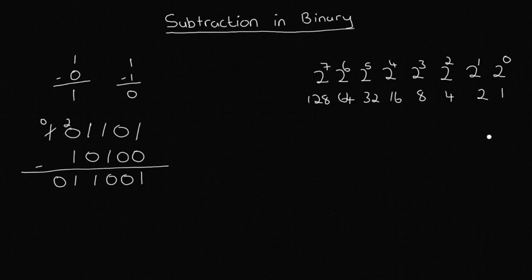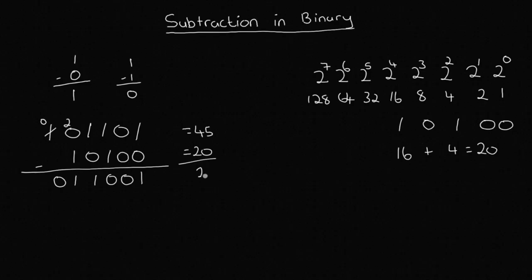So for this example, we can start off with 1, 0, 1, 1, 0, 1, and we can add these together. 32 plus 8 is 40, plus 4 is 44, plus 1 is 45. So I wrote down my next binary number, which is 10100. So that's equal to 16 plus 4. So 16 plus 4 is equal to 20. So we all know if we take 20 from 45, it will leave us with 25.